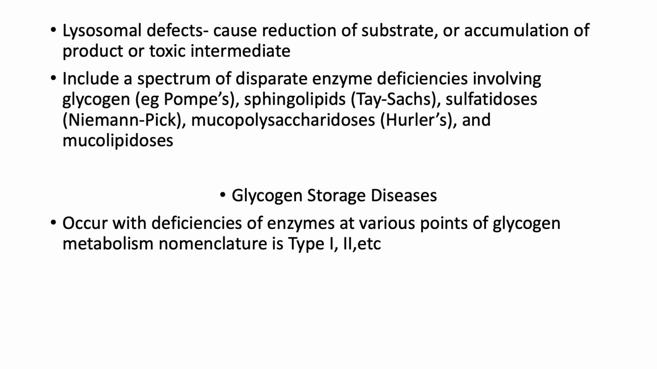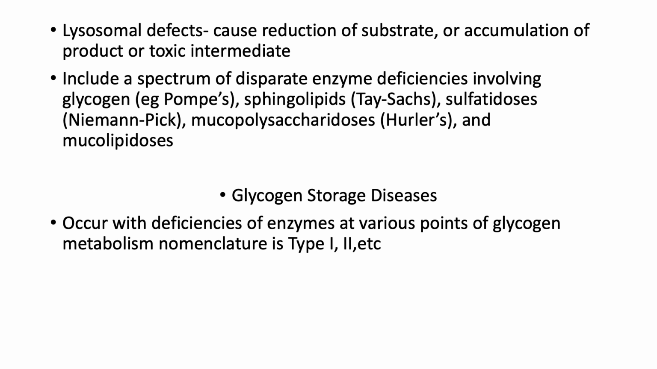Lysosomal defects cause reduction of substrate or accumulation of product or toxic intermediates. These include a spectrum of disparate enzyme deficiencies involving glycogen, such as Pompe's disease, sphingolipids and Tay-Sachs disease, sulfatidoses and Niemann-Pick disease, mucopolysaccharidoses, such as Hurler's disease, and mucolipidoses. Glycogen storage diseases occur with deficiencies of enzymes at various points of glycogen metabolism.